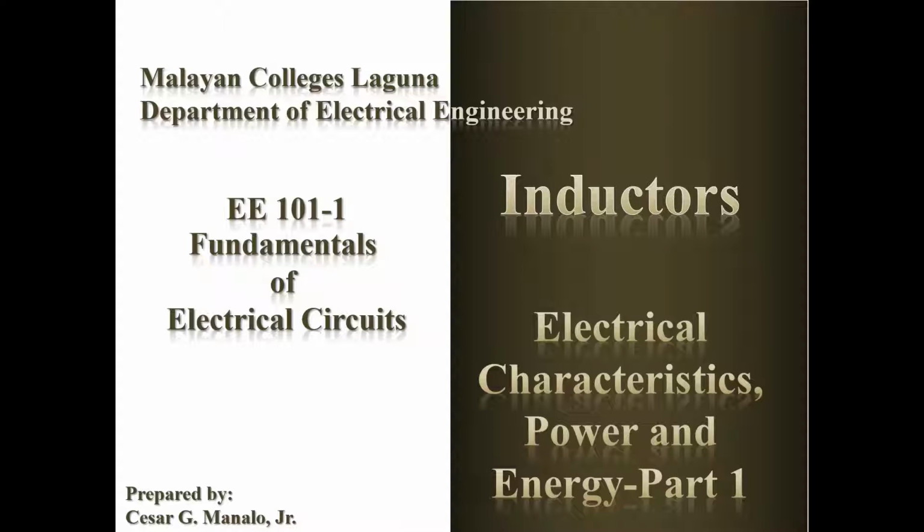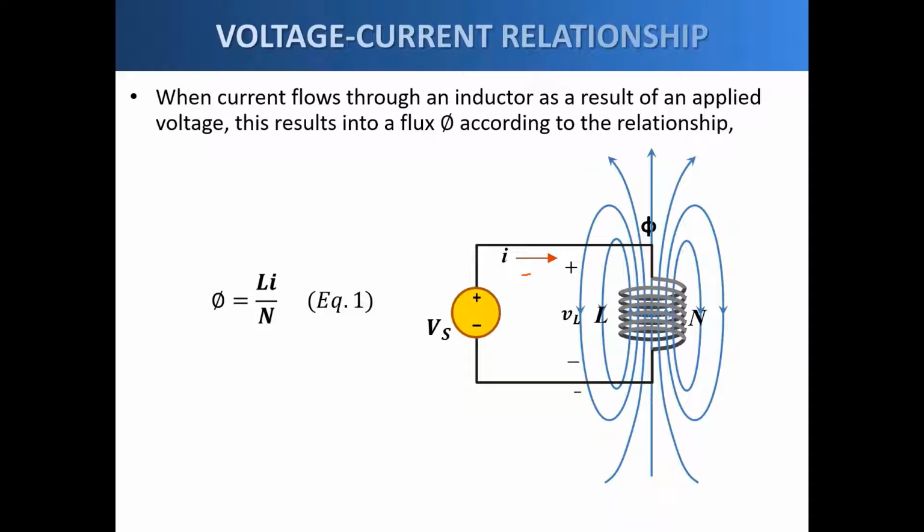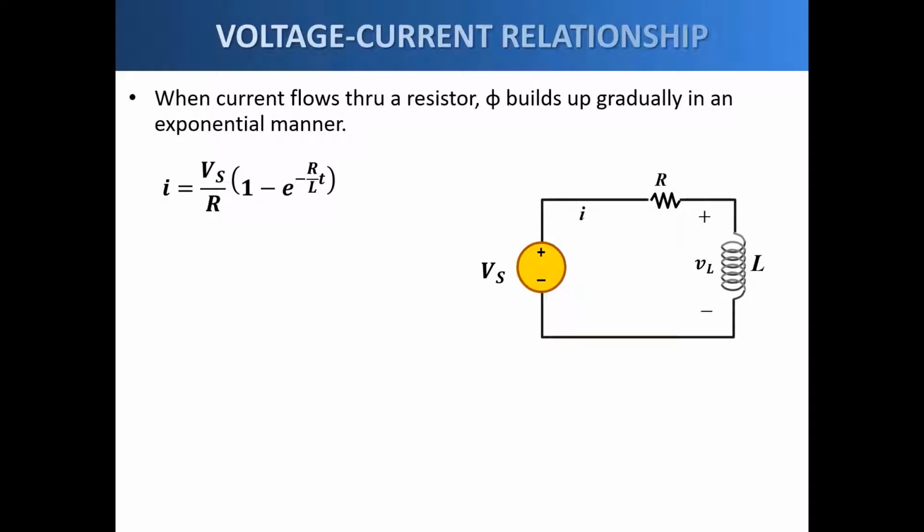In this video, we will take a look at the characteristics of an inductor. We have mentioned before that once current flows through the inductor, a flux will occur immediately. Let's say we connect our inductor to a voltage source via a resistance R. This circuit is called a series RL circuit.